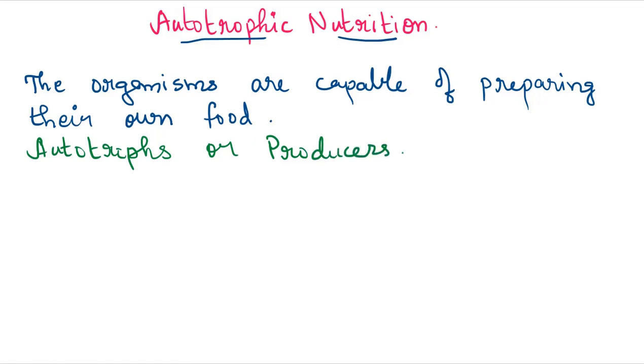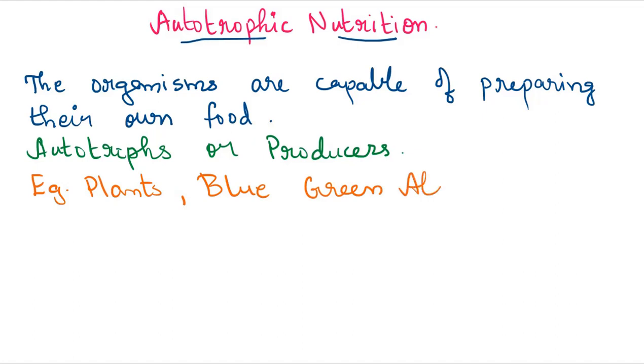Very good examples for the autotrophic mode of nutrition are plants and blue-green algae. In this video, we are going to study in detail about autotrophic nutrition in plants.